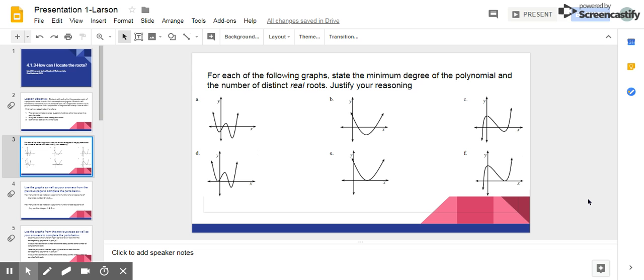Hopefully right away they would notice that graphs A and D are connected, B and E are connected, as well as C and F. And we want them to identify the number of distinct real roots. We'd give them some time in class to answer these and then justify their reasoning within their groups.